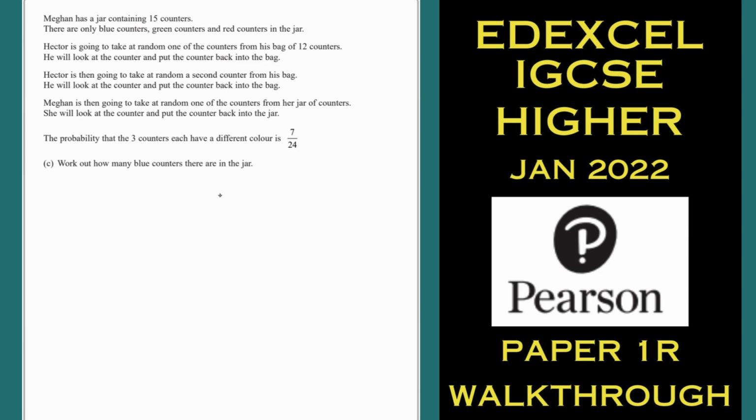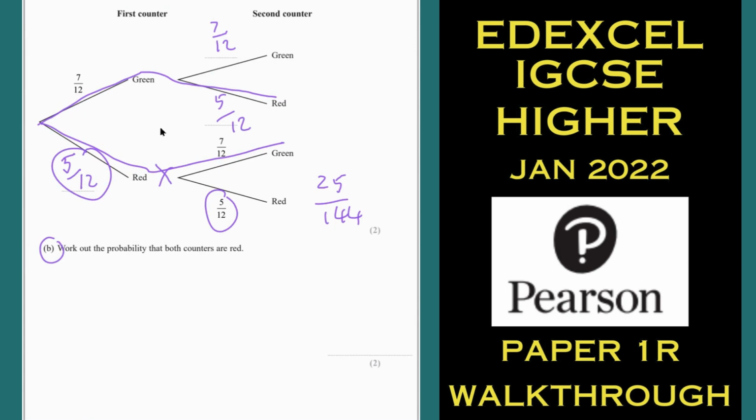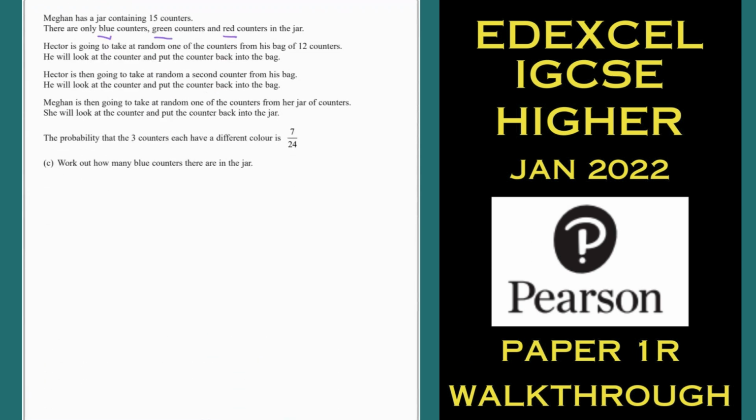At the end of the day, she's got blue, green, and red. The guy before didn't have all those 3 colours, don't forget. Only had the 2, the green and the red. Didn't have the blue. So the idea is, Hector's as waffly as you get. Basically, Hector picks a counter, puts it back. He picks another counter, puts it back. And then Megan goes into her jar. So it's all about Hector first.